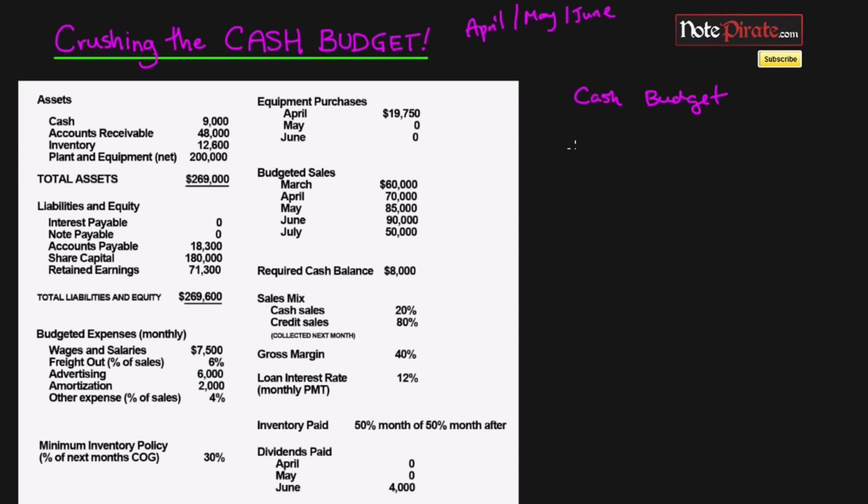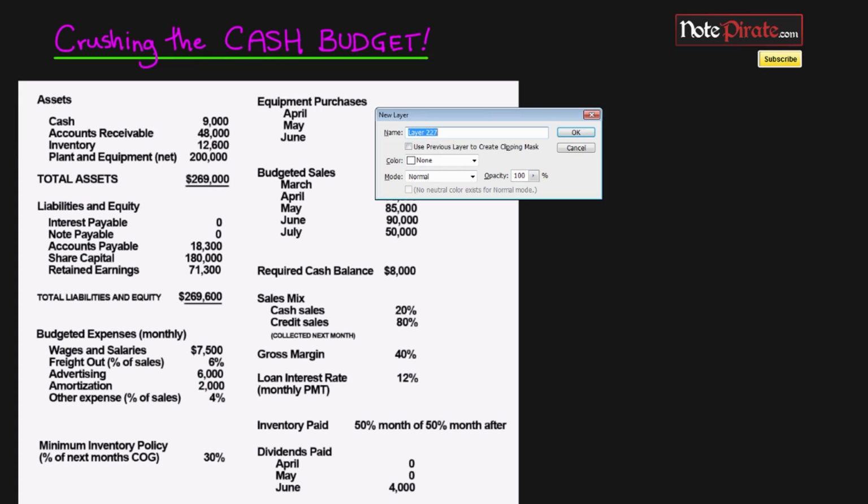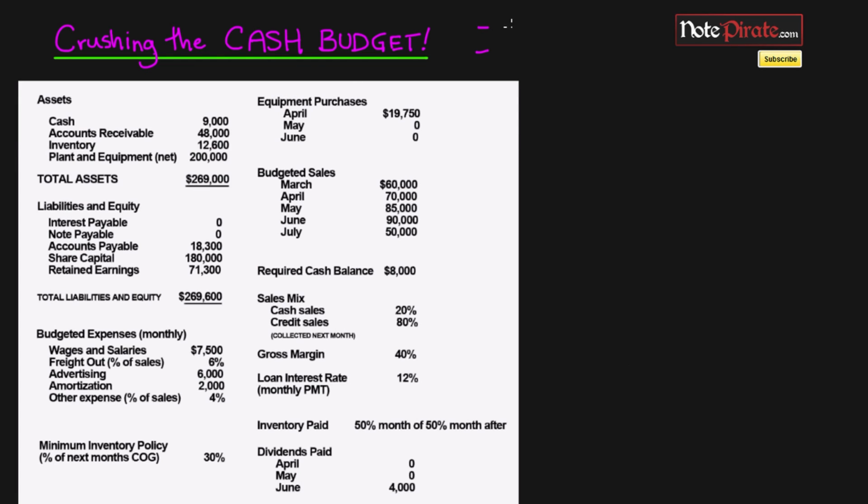A quick skeleton of a cash budget will look like cash receipts, and then we'll have cash disbursements, and then we will have financing for any shortfalls of cash or investing if we have excess amounts. So let's go ahead and perform a sales budget and a collections budget.